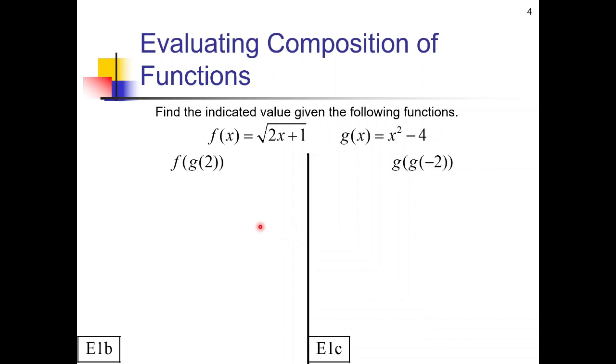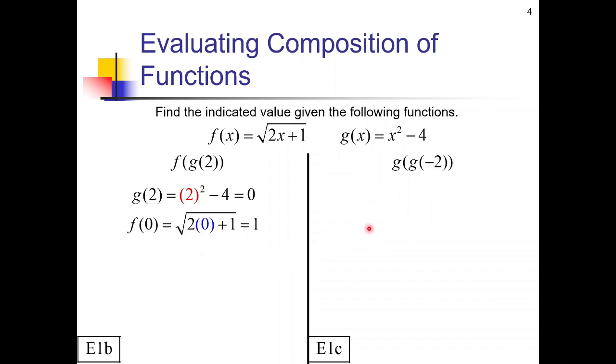Now that we've seen a composition, pause the video and see if you can do f of g of 2 using the same two functions. All right, so first we'll do g of 2. That's going to be 2 squared minus 4, which is 4 minus 4, which is 0. That means f of g of 2 is really f of 0. F of 0 is just the square root of 2 times 0 plus 1. That's just the square root of 1, which is just 1.